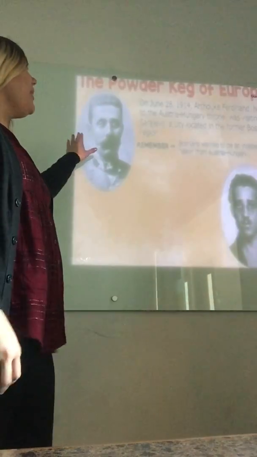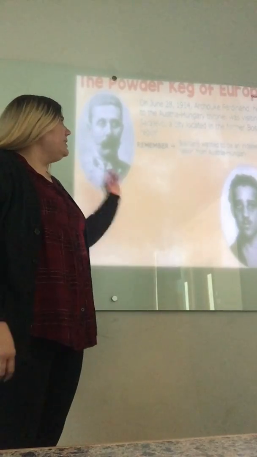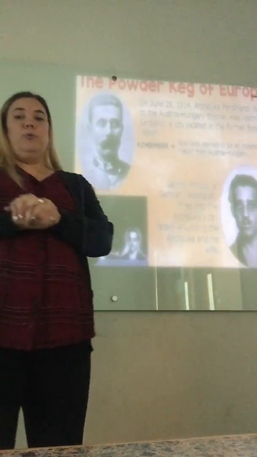So, Archduke Franz Ferdinand, he is visiting Sarajevo, former Bosnian region, and he is assassinated by a Serbian nationalist, this guy, Gavrilo Princip. This sets off the outbreak of World War I. So this is officially when it gets on and popping.